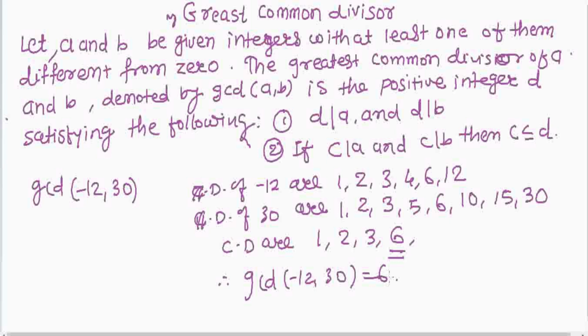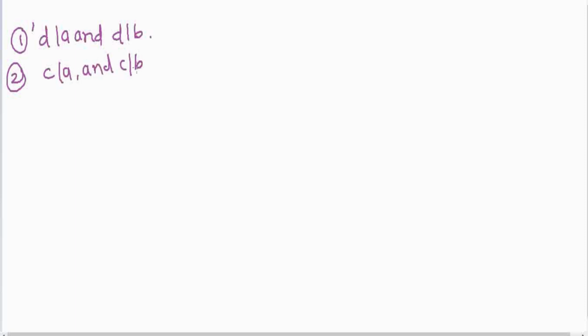This is the definition. So remember these two important conditions to find a greatest common divisor. First, it must be a common divisor. What is the first condition? d is a common divisor of two integers a and b. Second condition, if c is any other common divisor of a and b, then that divisor must be less than or equal to d. Then d is called the greatest common divisor.